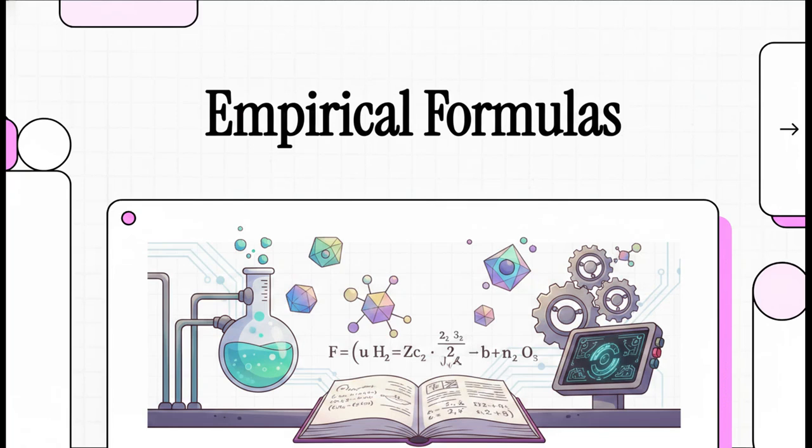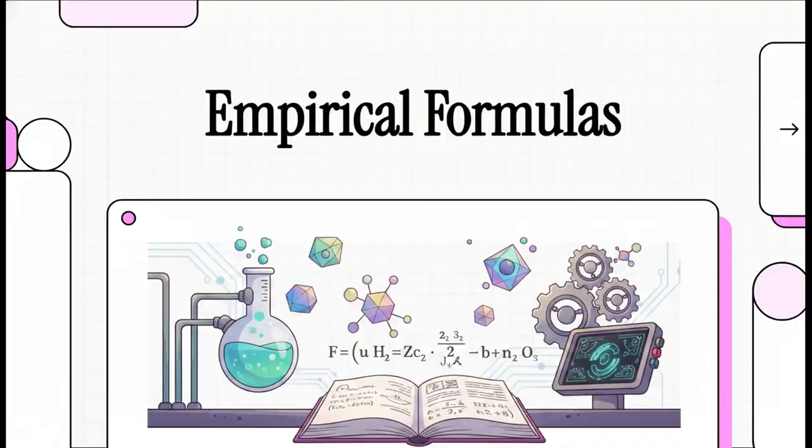We're diving straight into what I like to call the foundational blueprint of the universe, the empirical formula. We're going to see exactly how we can take raw experimental composition data and mathematically flip it into these beautiful fundamental ratios. It literally gives us a window into the exact elemental makeup of, well, everything around us.